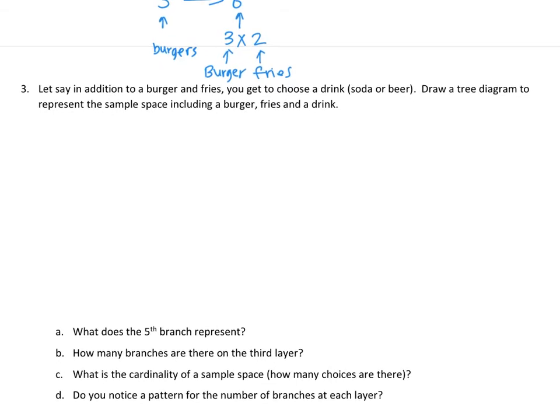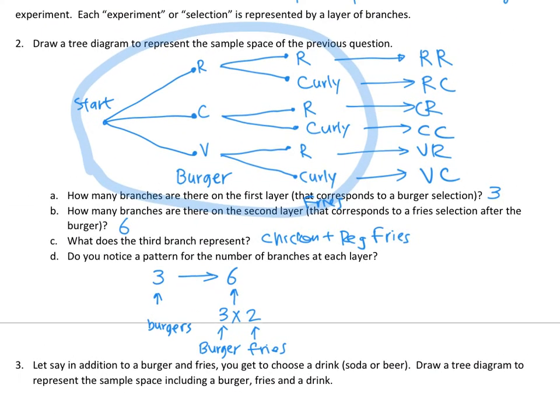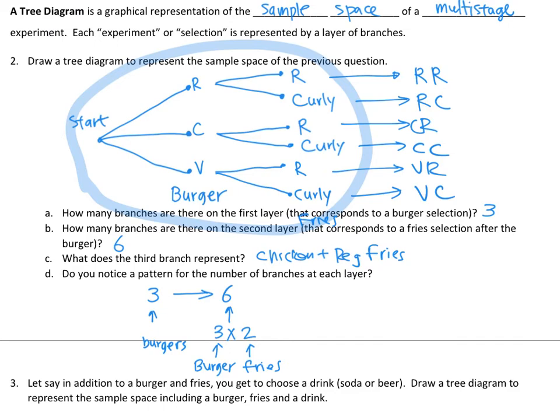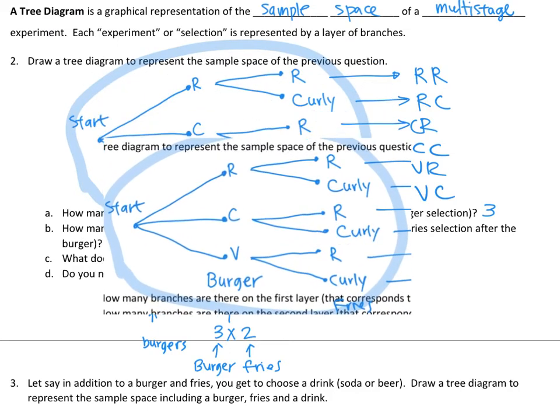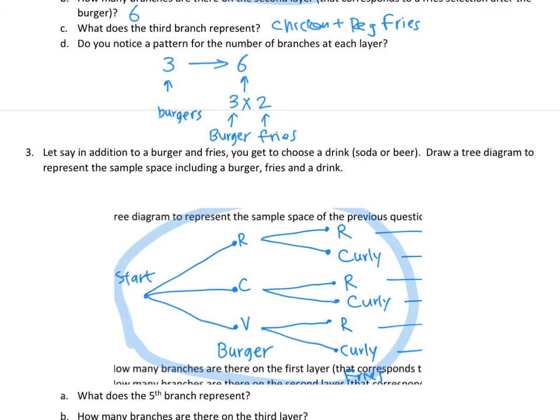It says, in addition to a burger and fries, let's say you get a choice of a drink. You can get a soda or you can get a beer. Draw a tree diagram to represent the sample space, including burger, fries, and a drink. So this is what I had before. Here I'm just going to copy and paste.